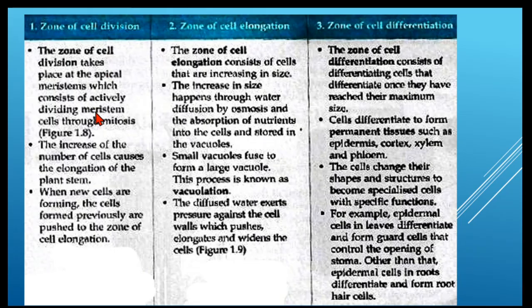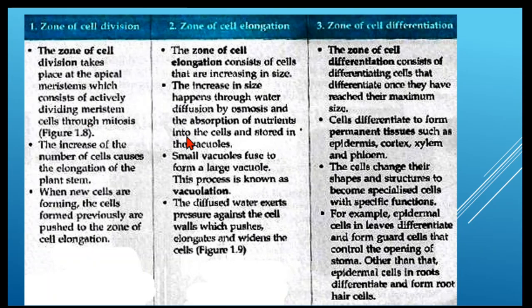Okay, so we want to differentiate between the zone of cell division, elongation, and differentiation. Okay, this slide is not clear. Okay, the first one, zone of cell division. The zone of cell division takes place at the apical meristems, which consists of actively dividing meristem cells through mitosis. So, cell division itu berlaku di mana? Di apical meristem, di mana sel itu aktif untuk membahagi melalui mitosis.